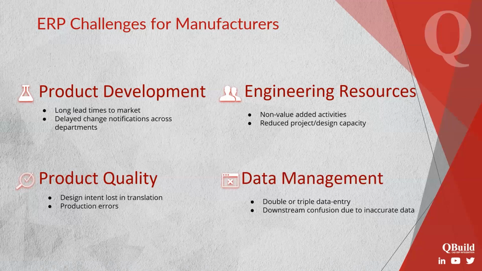And lastly, we have data management. So that double or triple data entry that's happening, and then downstream confusion that can happen due to not having that accurate data inside Sage 100.